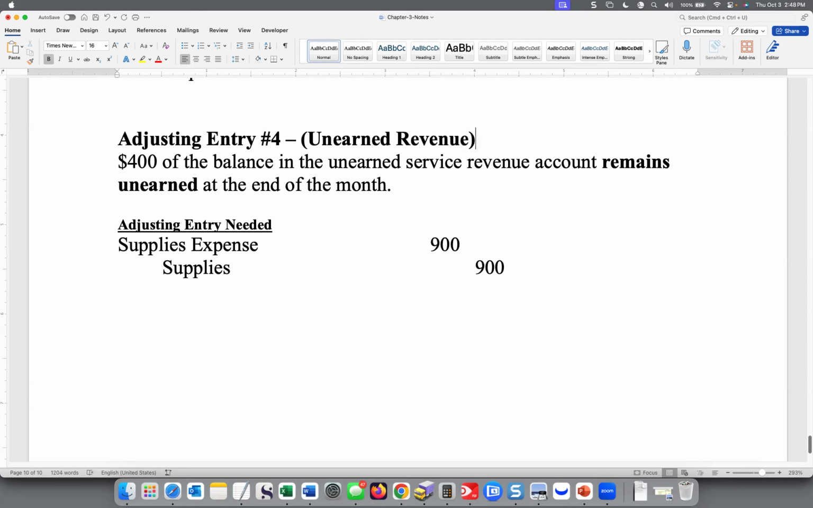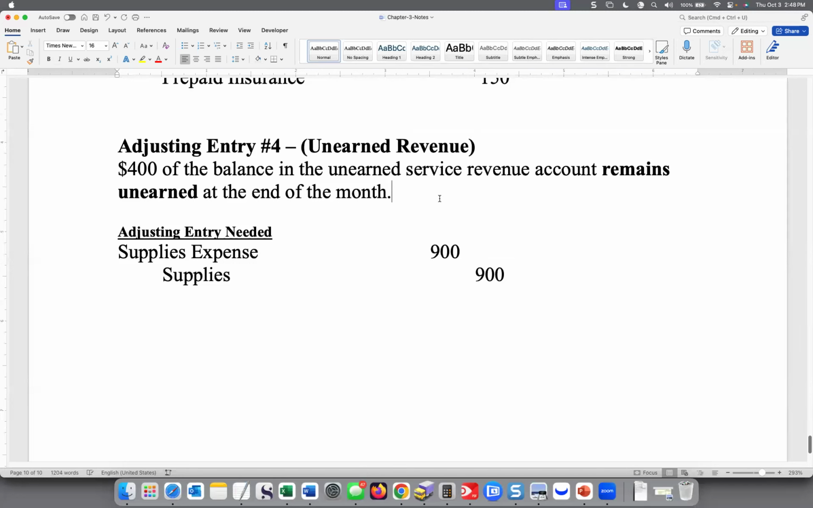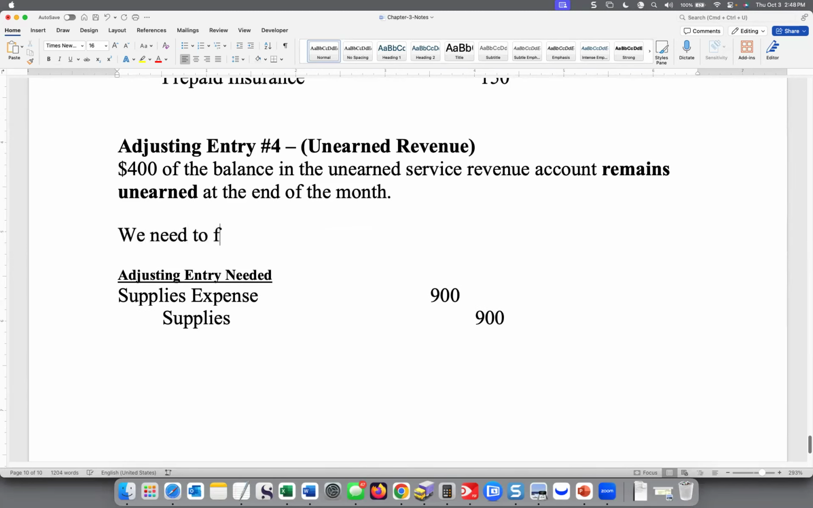So what they're telling us here, remains unearned, means that originally we got paid up front for work that we did not do yet. And later on, when we actually performed the work or the service for the customer, we now can book the revenue. All right. So that's why we call this an unearned revenue type of adjusting entry. So what we have to figure out here is how much revenue was actually earned.